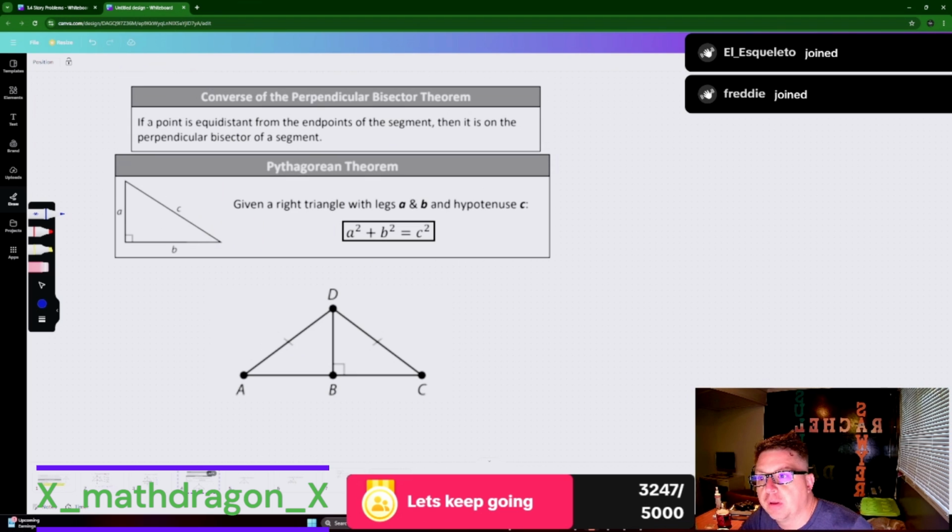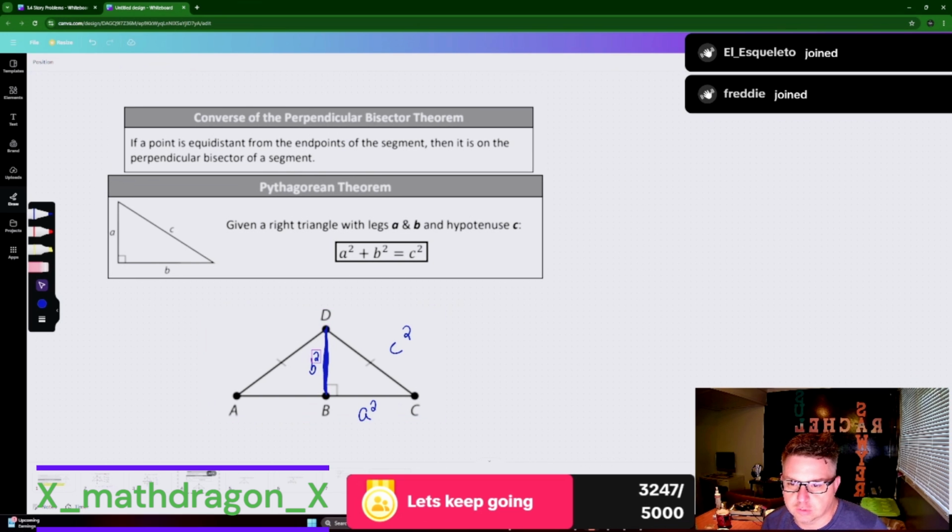And our second step: if a point is equidistant from the endpoints of the segment, then it's on the perpendicular bisector of a segment, okay? So if a point is equidistant from the endpoints of the segment, then it is on the perpendicular bisector of the segment. So what we're going to do is start to use the Pythagorean theorem to solve for this length right there by doing a squared plus b squared equals c squared.